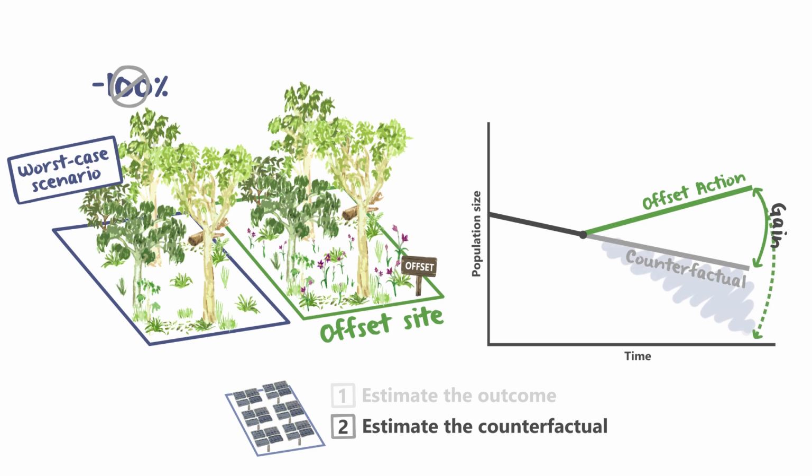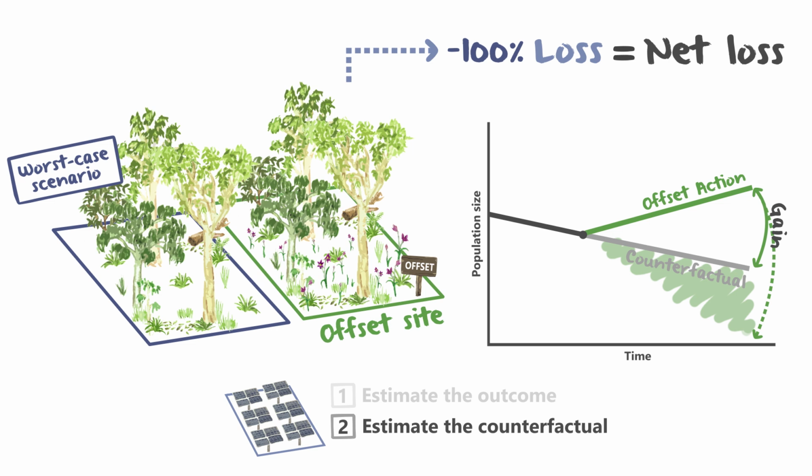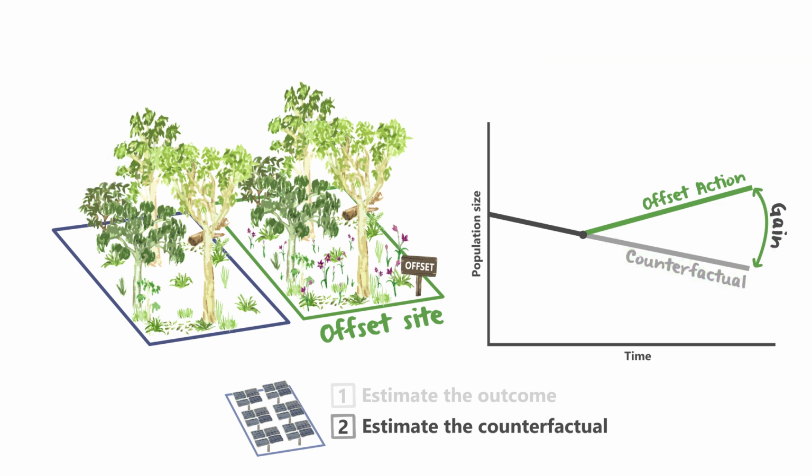Overestimating the gain from offsets in this way is highly problematic because the overestimate of gain allows the offset to be used to compensate for a real loss of the same size, resulting in a net loss of biodiversity. Another important factor to consider is that the counterfactual scenario should not include declines or losses caused by actions that, if those actions occurred, would themselves trigger a requirement for an offset.